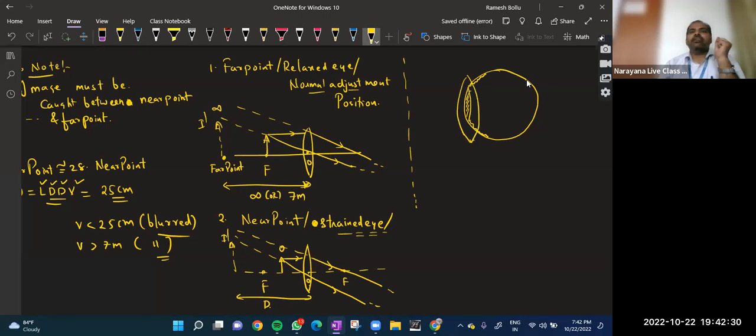This lens size is increased means the ciliary muscles will be relaxed. The ciliary muscles are relaxed. Relaxed state only, no? That's why, when you are seeing any far object, the size of the lens, I'll write down that point.